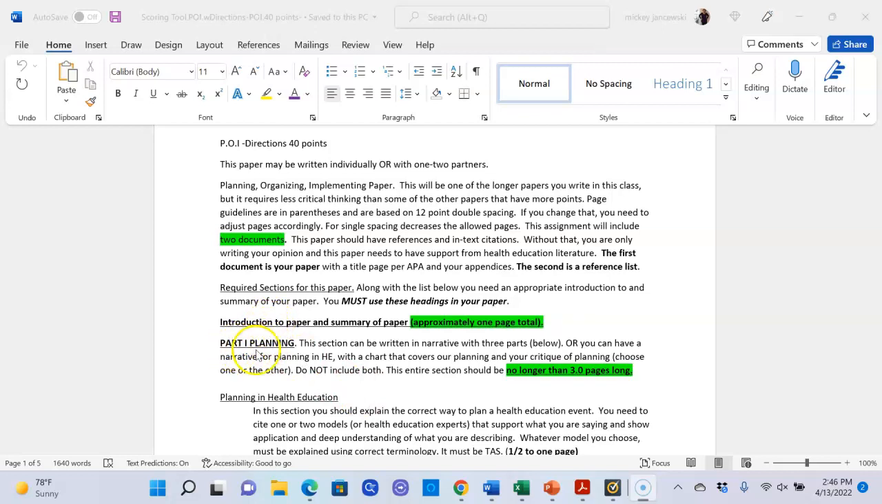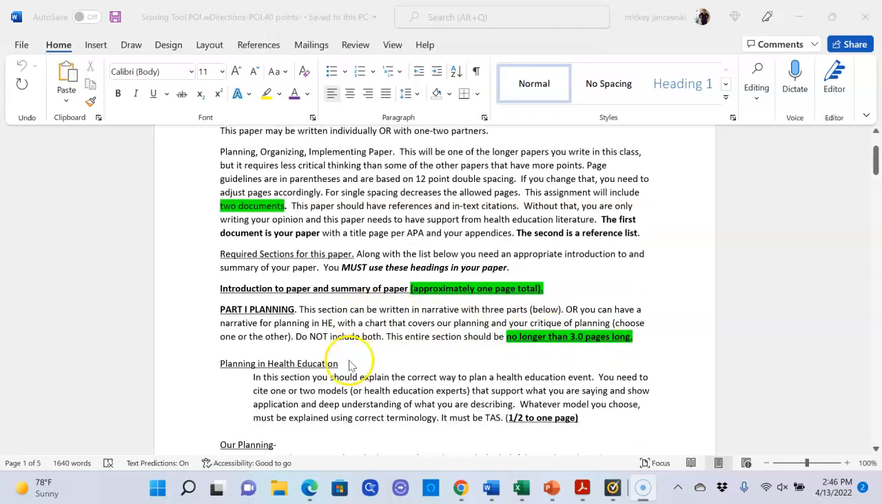After you introduce your paper, the first part is planning. This should be no longer than 3 pages, and in reality, it could probably be fewer than 3 pages. You're going to write it either as a narrative or as a chart, and we'll look at both ways.